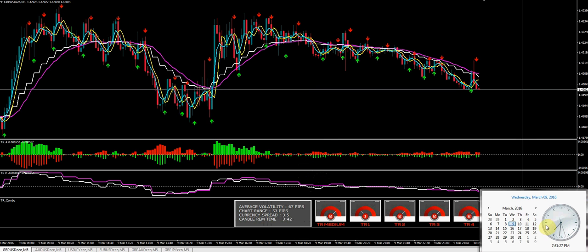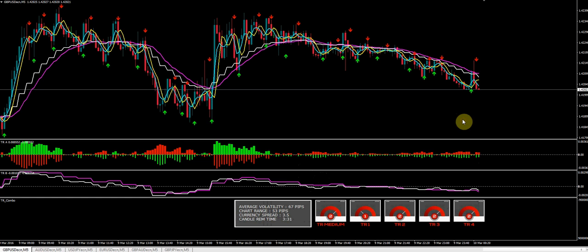Hey folks, it is 7:31. I'm just getting home from work. I already posted a video this morning, but I decided to take a look at the charts here, and I see a setup forming on the GBP USD 5-minute chart.